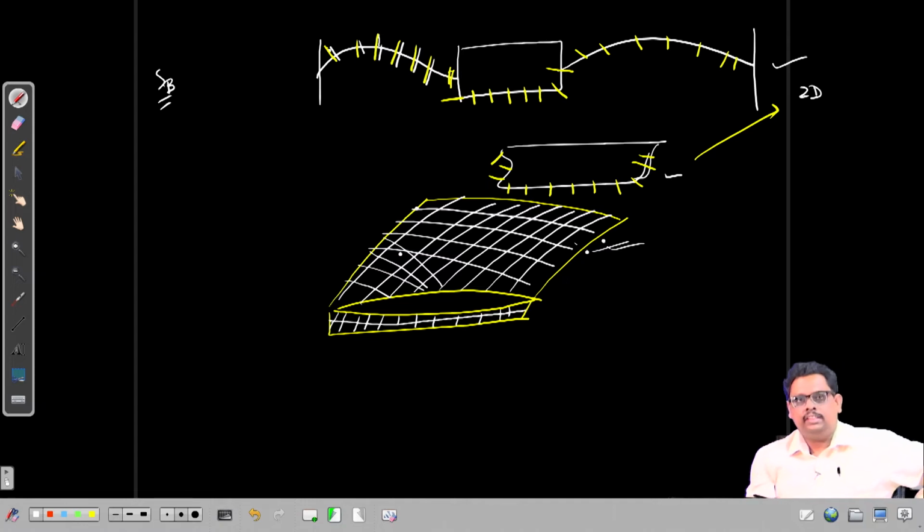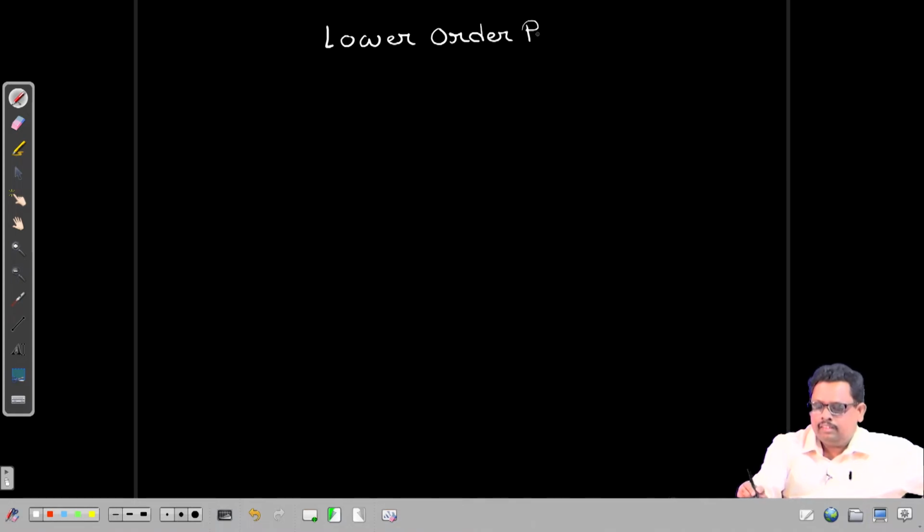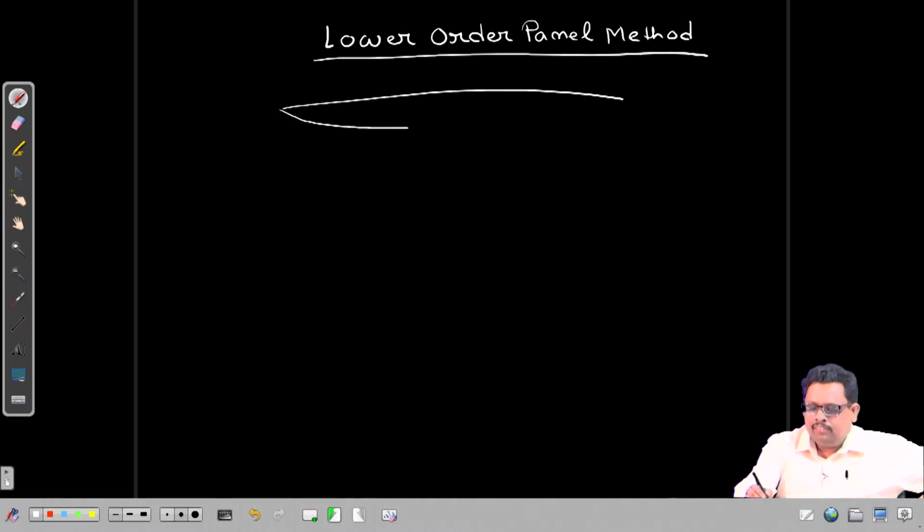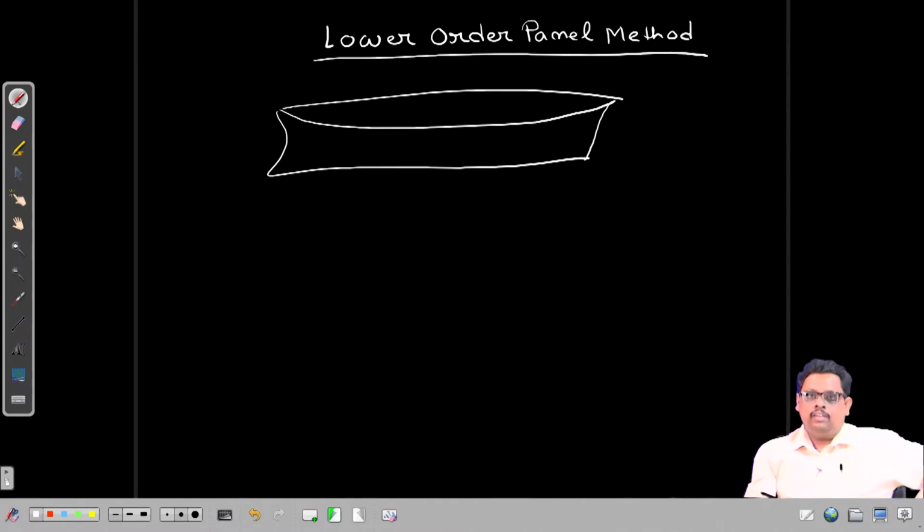There are a lot of options available. If I try to do this with the lower order panel method, which is more popular, then you are discretizing this whole domain using some sort of quadrilateral.